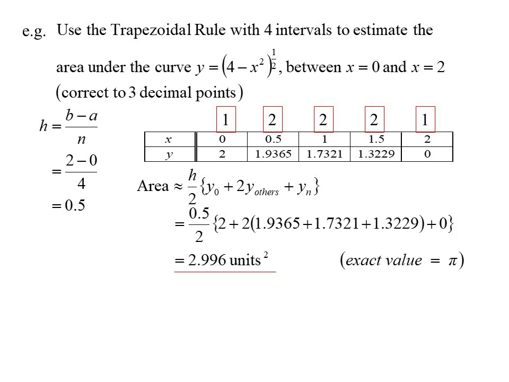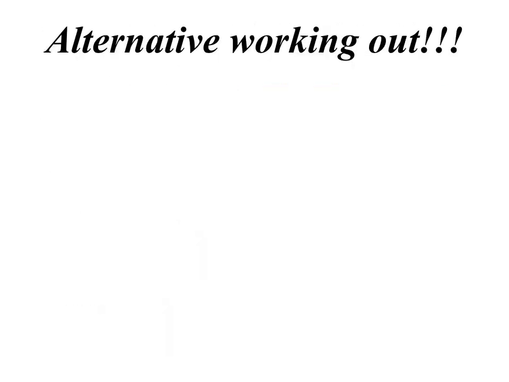The exact value is pi, which obviously is 3.14. How good is my estimate then? Well, if I work out the percentage error, it comes out to be about a 4.6% error. Now obviously I could reduce that by increasing the number of trapeziums. There is an alternative way of setting it out.